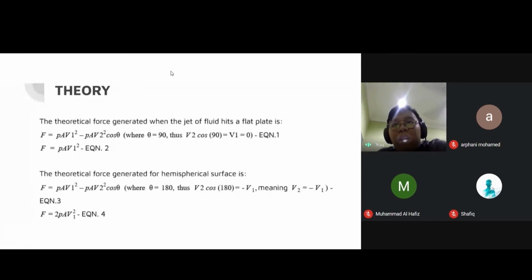Next would be the hemispherical surface, which in theory is the same as before, but the angle is 180 degrees since the jet comes back in the direction from where it came at first. So V2 cos 180 means negative V1, so V2 equals negative V1. From there we get equation number 4, which is F equals 2 rho A V1 squared. So next slide.